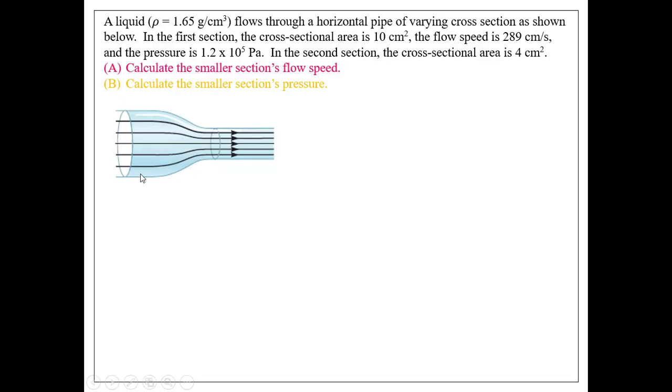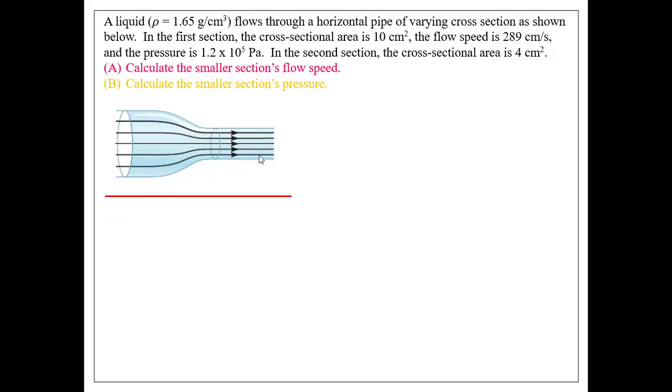The pressure on the left side, where it's wide, is 1.2 times 10 to the 5th Pascal. The cross-section area for the narrow segment is 4 centimeters squared. Part A wants us to find the speed when it flows through the narrow pipe, and part B wants us to find the pressure of the narrow part of the pipe. All right, let's do this.